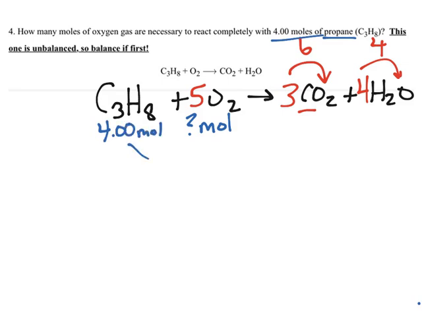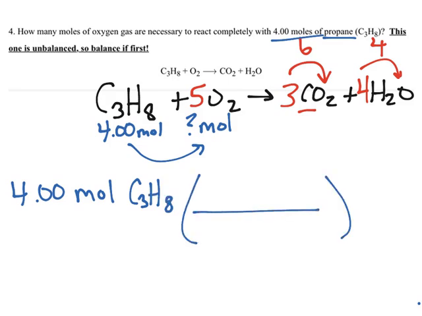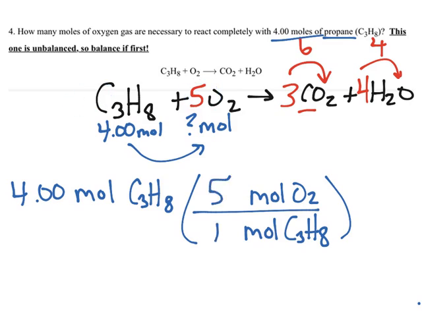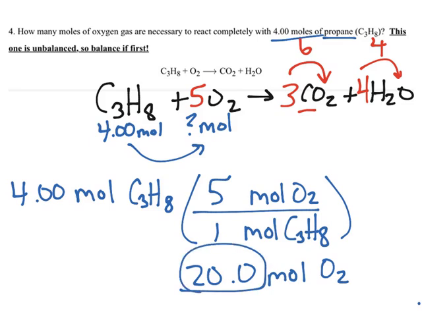4.00 mole. One more straight mole to mole conversion. 4.00 mole of C3H8. Putting mole of C3H8 in the bottom to cancel. Mole of O2 on top. And I see it's a 5 to 1 ratio. So this will just come out to be 20.0 mole of O2. Again, 3 sig figs in the answer because of the 3 sig figs provided from the prompt.